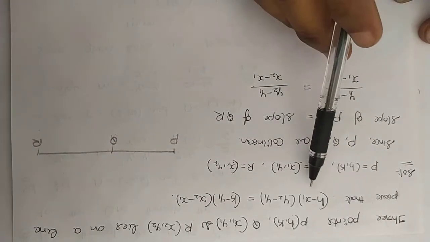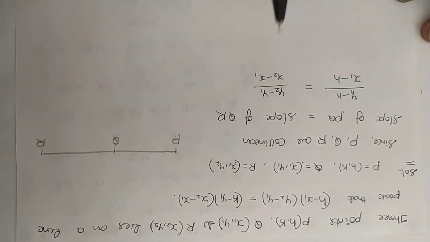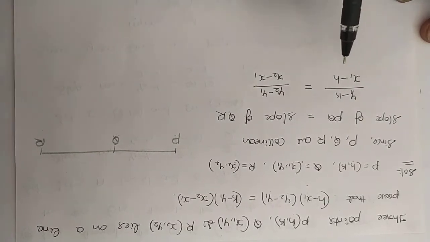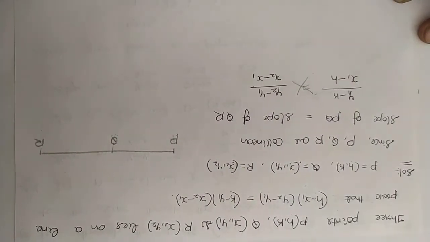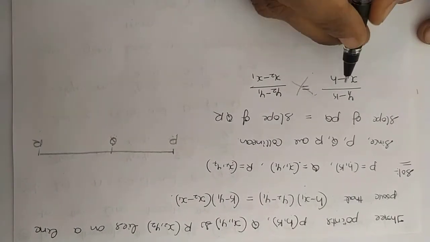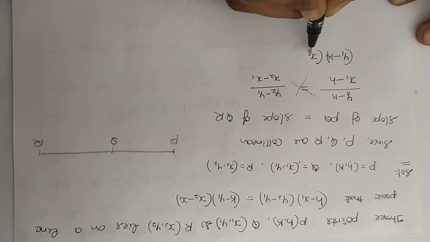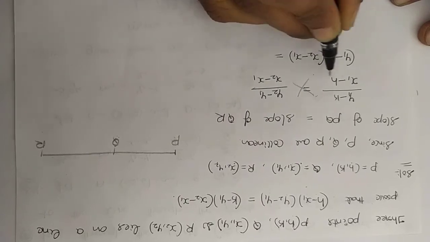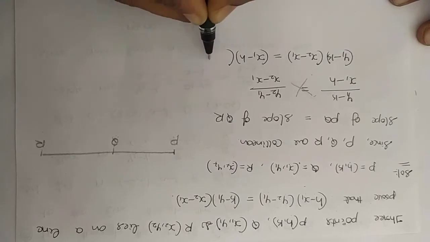What we have to prove? (h minus x1)(y2 minus y1) equals (k minus y1)(x2 minus x1) we have to prove. For that, let us do the cross multiplication. If we do cross multiplication, then this will become (y1 minus k)(x2 minus x1) equals (y2 minus y1)(x1 minus h).